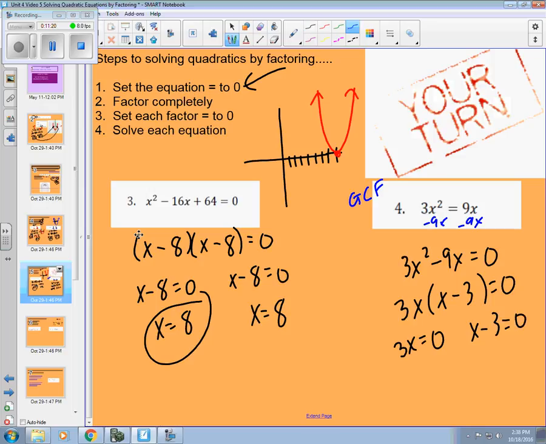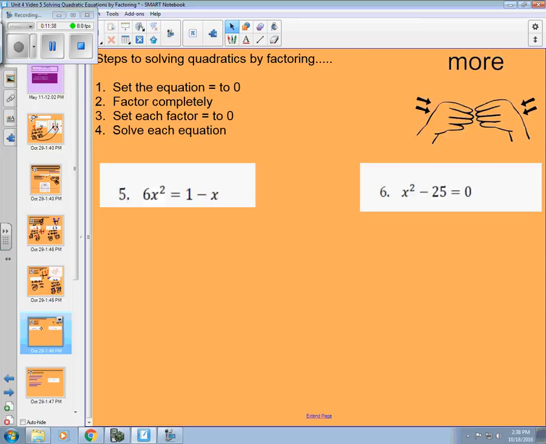Okay, first one we'd have to divide by 3. Well, 0 divided by 3 is still 0. So one answer would be 0. And the other one looks like you get a plus 3. So the answer there would be, those would be the two locations that one crosses through the x-axis.